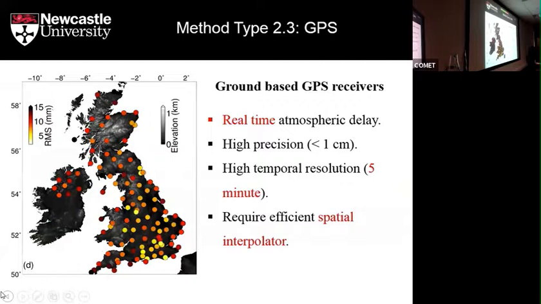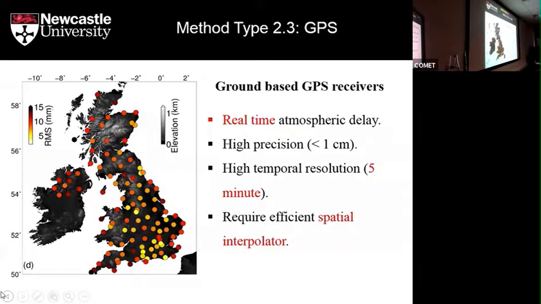Because the distribution of the GPS stations is irregular and also sometimes very sparse, it requires a very efficient spatial interpolator to get high resolution correction maps. There are many models to interpolate the GPS-based atmospheric delays, but here I introduce one of them.